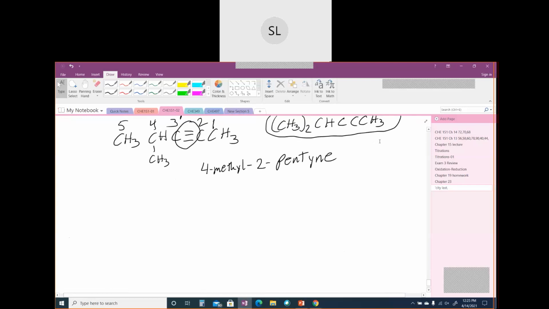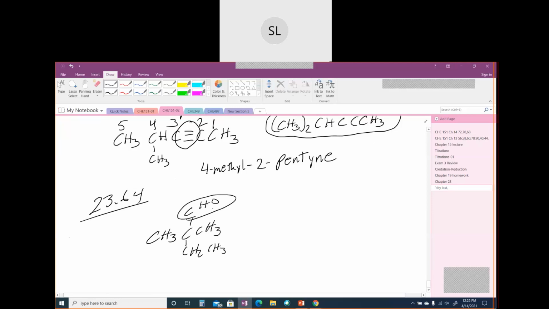Start at 2364. Get the IUPAC names of the following compounds. All right, so we have CH3, C, and another CH3. Up here we got our CHO. And here CH2, CH3. All right, so you have to be able to know how to write a CHO.